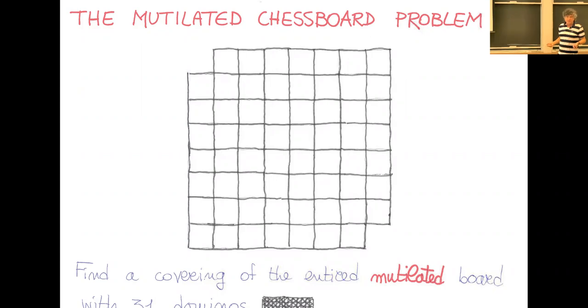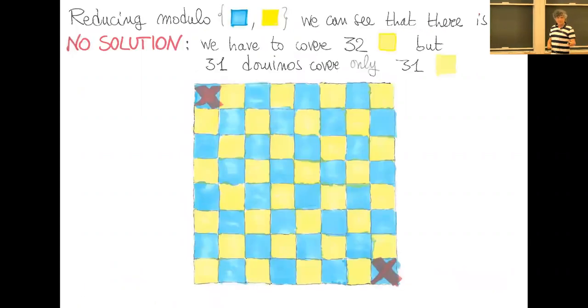It is not possible. Chess players are advantaged, of course, because they know that there are squares of two colors on the chessboard. Because the removed squares have the same color, 31 dominoes would cover only 31 yellow squares and 31 blue squares. But here we should cover 32 yellow squares. So it is not possible.